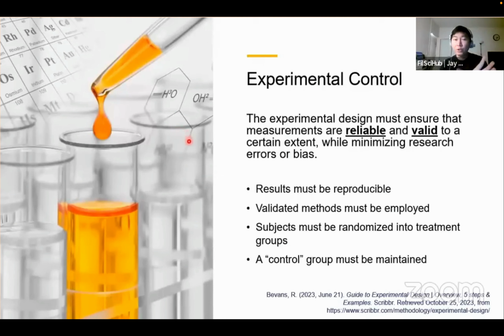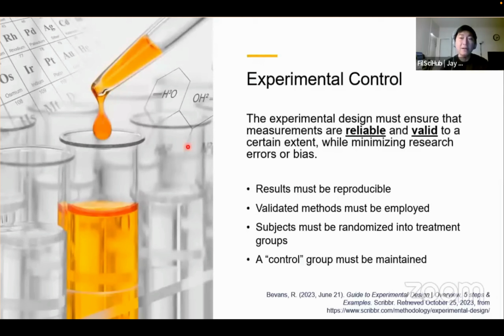Okay? Another hard skill, so we go back to the hard skills that we can develop for experimental design, is experimental control. And this is because our experimental design must ensure that the measurements or the data that we collect are reliable and valid to a certain extent. I say to a certain extent because we are limited, of course, by our resources, and we can only go to a certain depth of experimentation on a certain research question.